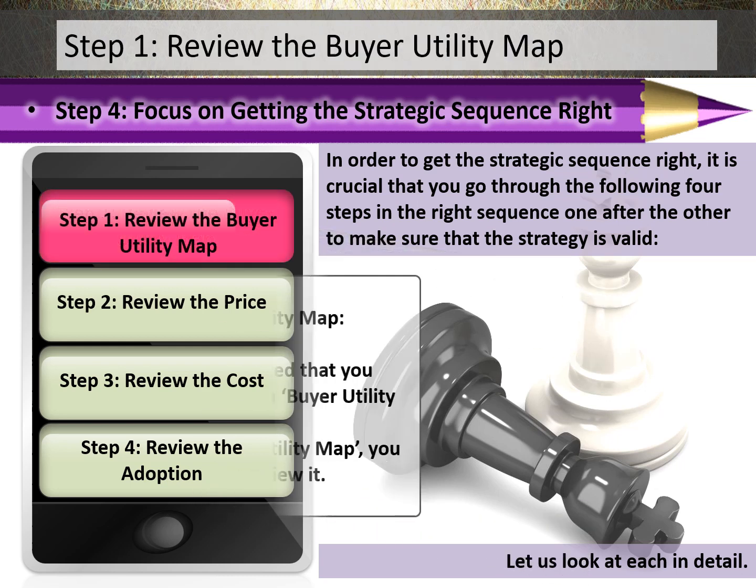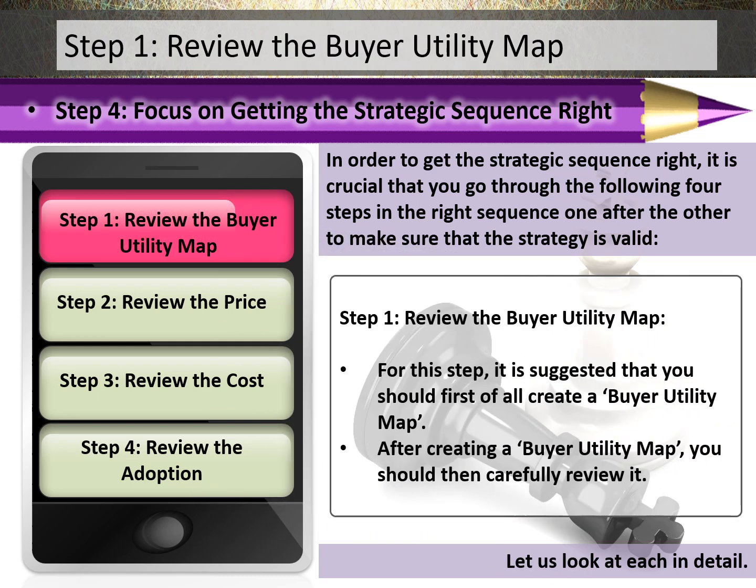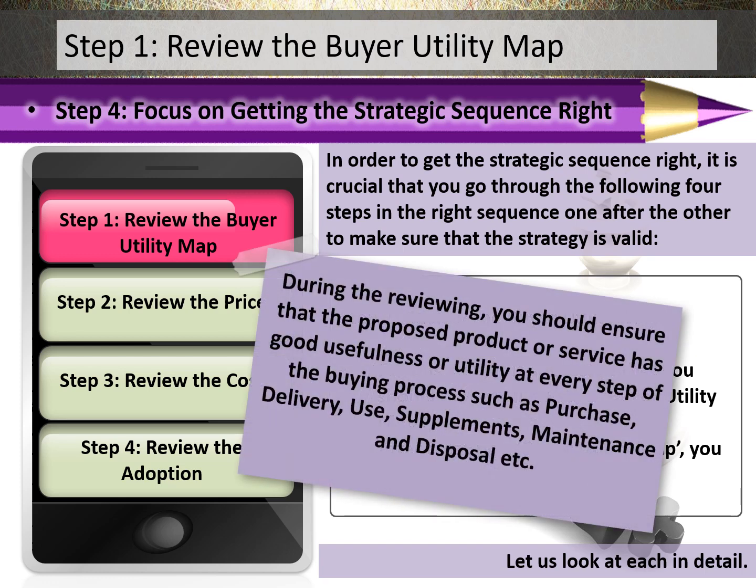Step 1, review the buyer utility map. For this step, it's suggested that you should first of all create a buyer utility map. After creating a buyer utility map, you should then carefully review it. During the review process, you should ensure that the proposed product or service has good usefulness or utility at every step of the buying process, such as purchase, delivery, use, supplements, maintenance and disposal, etc.